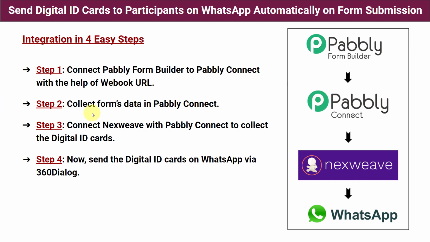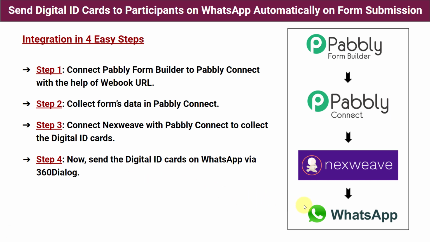Okay, step number 2 says collect forms data in Pabbly Connect. Now I want the data of the particular participant who has filled up the form to get transferred into Pabbly Connect. So step number 2 says the same. Now step number 3 says connect NextWeave with Pabbly Connect to collect the digital ID card. Okay guys, I have created the digital ID card of participants in NextWeave, so it is important to integrate NextWeave with Pabbly Connect. Now step number 4 says send the digital ID cards on WhatsApp via 360 dialog.